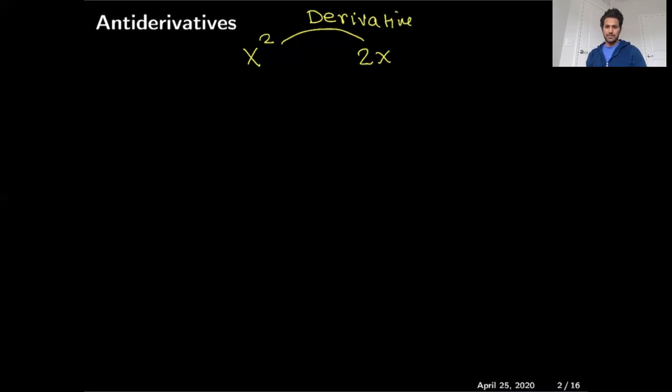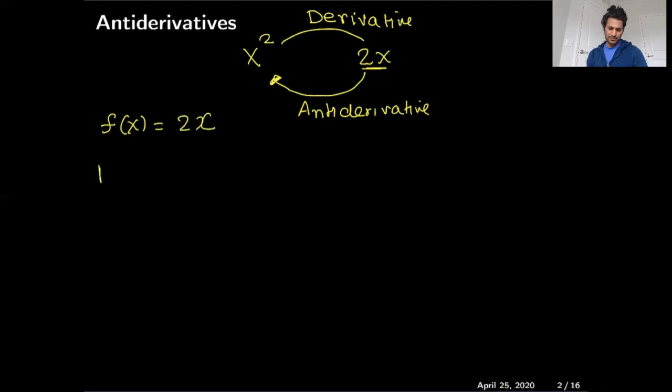So what is the antiderivative? Antiderivative is a process which reverses the derivative process. What we ask is: what is the function whose derivative is 2x? This process is called antiderivative. So suppose the function is 2x, then we ask what was the function whose derivative is 2x.